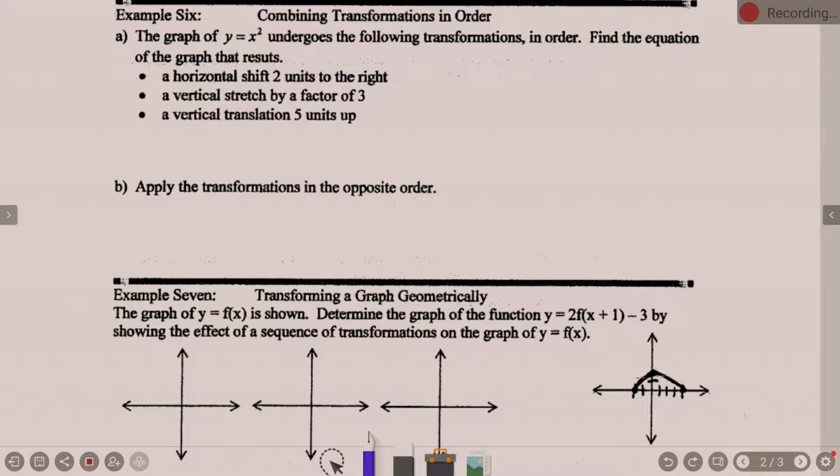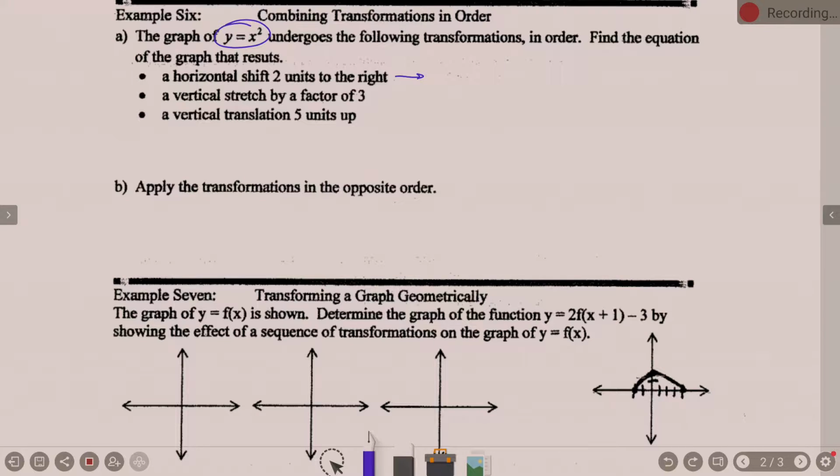Example 6. Combine transformations in order. The graph of y equals x squared. So notice what we're starting with. You always have to be told what you're starting with. Undergoes the following transformations in order. Find the equation of the graph that results. So here's what I'm going to do. We have y equals x squared, right? We're just going to write the equation step by step. So each time I'm going to add a step.